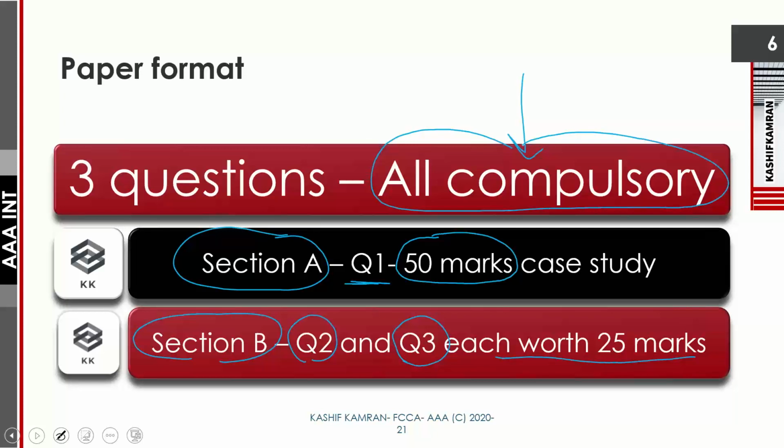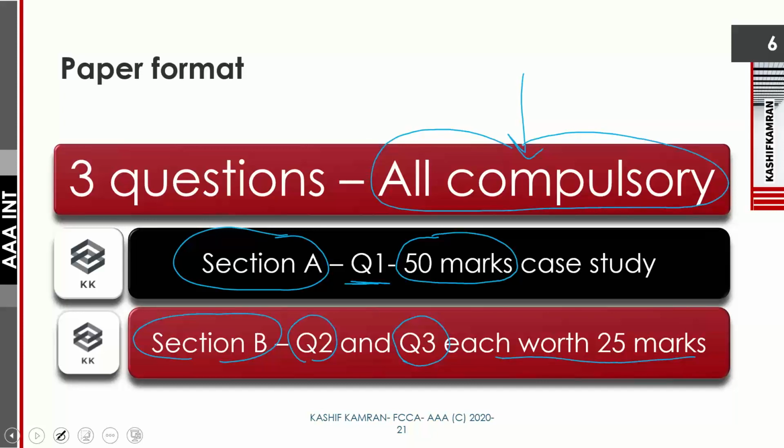Now, I will be discussing a lot more on the paper format and a lot more about question number 1, 2 and 3, but that's just an introductory phase of telling you that you have 3 questions and they are all compulsory questions.